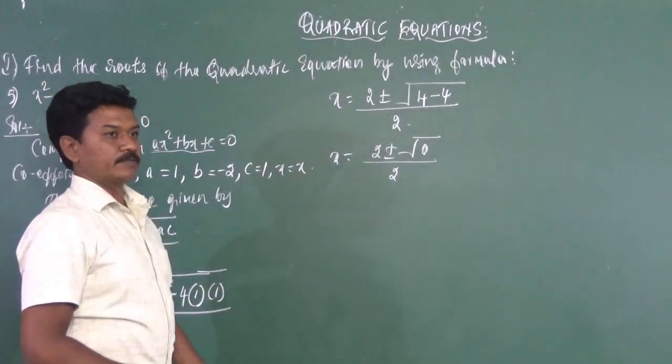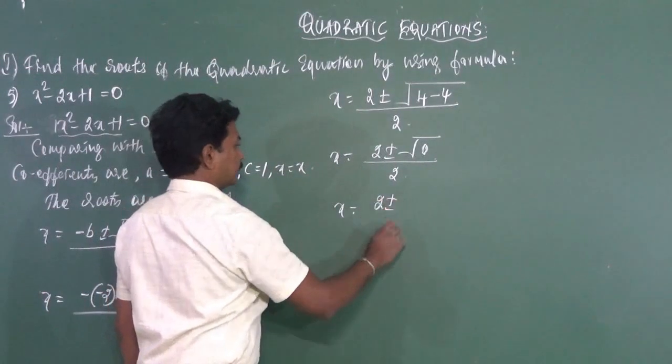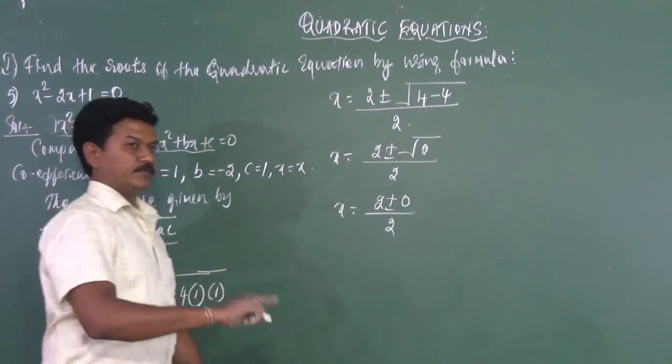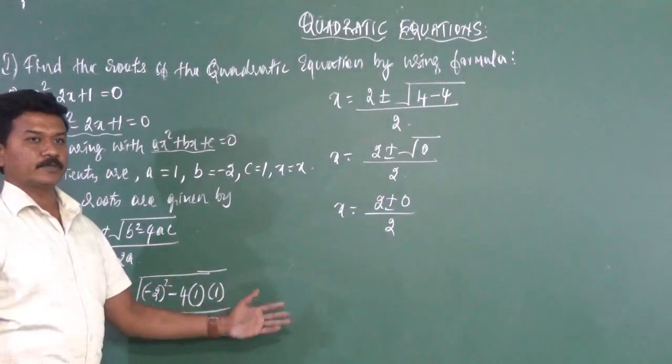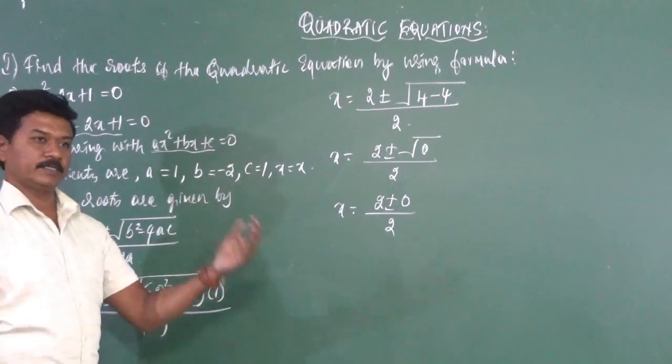Right. What is square root of 0? 2 plus or minus square root of 0, which is 0, by 2. Square root of 1 is 1. Square root of 4 is 2. Square root of 9 is 3. Square root of 16 is 4. Square root of 0 is 0.